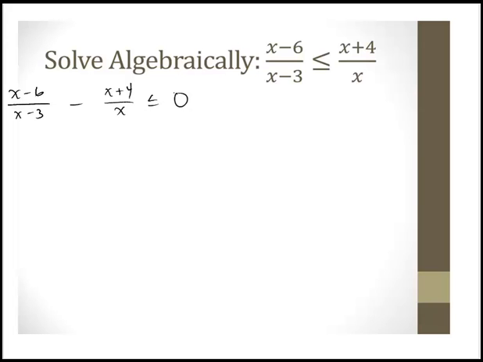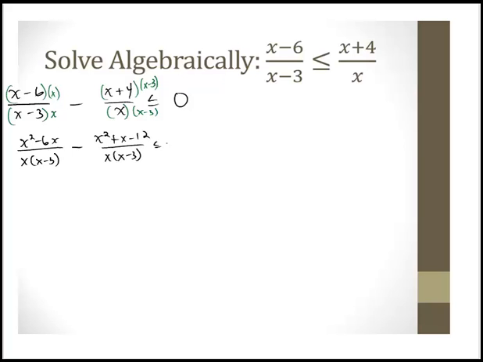Now to combine these fractions, I need a common denominator. So I'll multiply both numerator and denominator of the first fraction by x, and numerator and denominator of the second fraction by x minus 3. So that gives me x minus 6 times x, that's x squared minus 6x over x times x minus 3, minus x plus 4 times x minus 3, that's x squared plus x minus 12, over x times x minus 3 is less than or equal to 0.